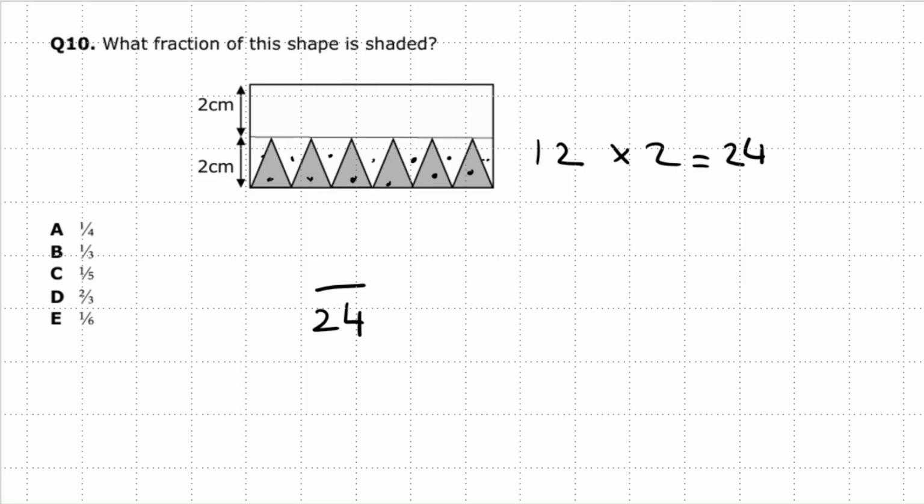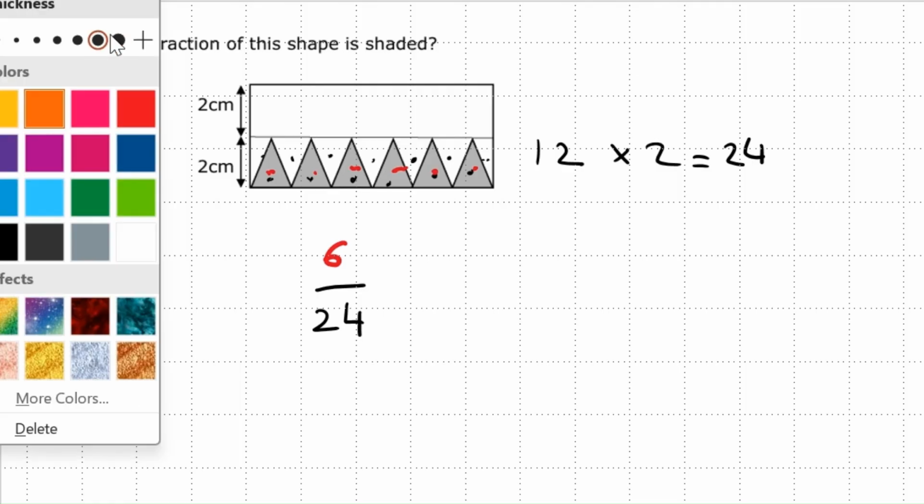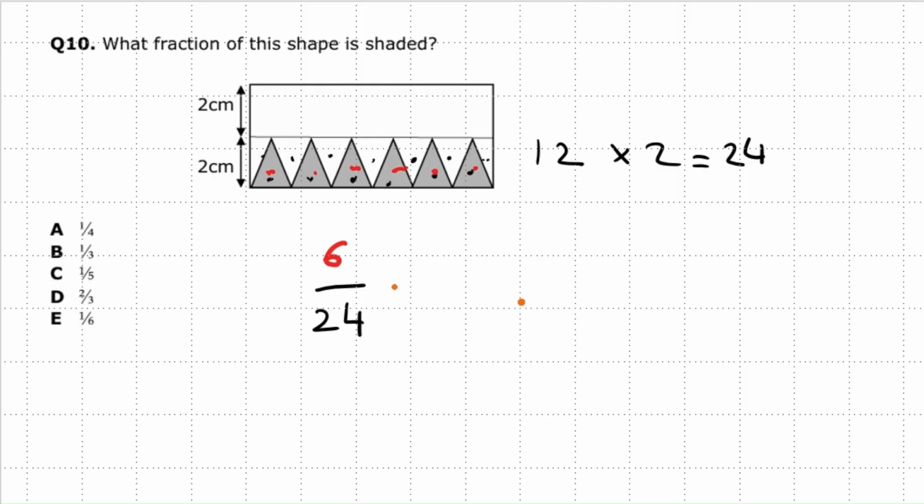Since there are how many shaded? There are 1, 2, 3, 4, 5, and 6. So we know that there are 6 over 24. So we know that 6 over 24 equals a quarter, and a quarter is the fraction of the shape that is shaded. So we know that the answer is A, a quarter.